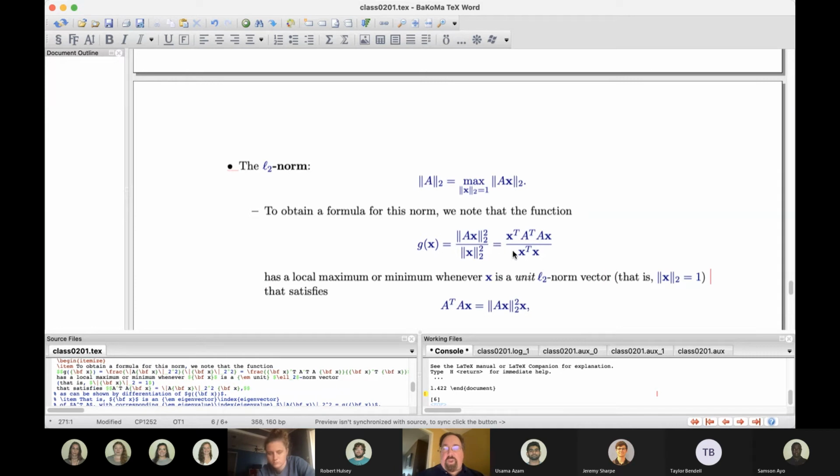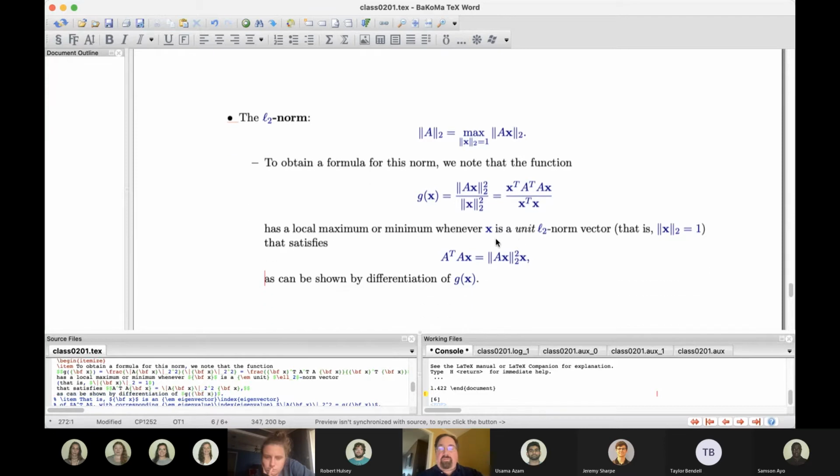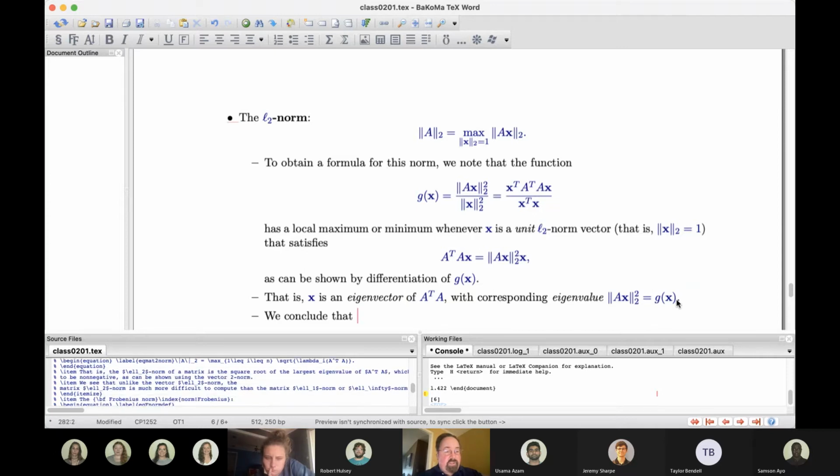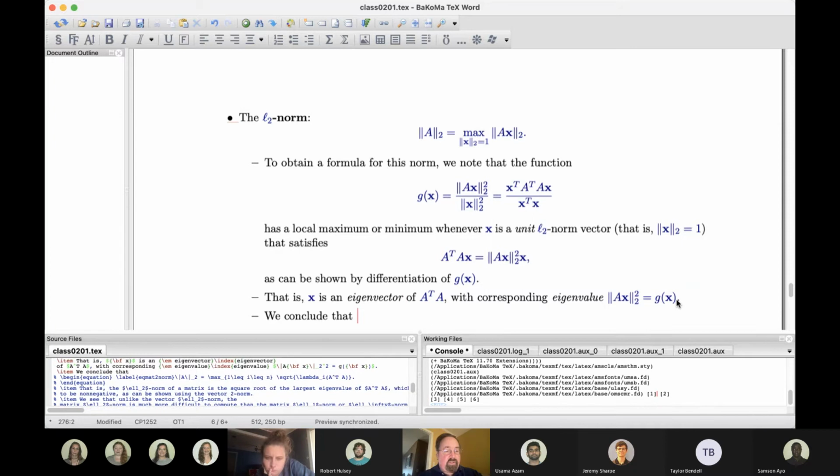If I were to take the gradient of this function, which I won't take the time to do here, but if you did, and set it equal to 0, then this function G is a local maximum whenever this is true. And notice we have A transpose times X equals this quantity, which is a number, times X. What does that mean? That's the same as saying that X must be an eigenvector of A transpose A, and this is the eigenvalue.